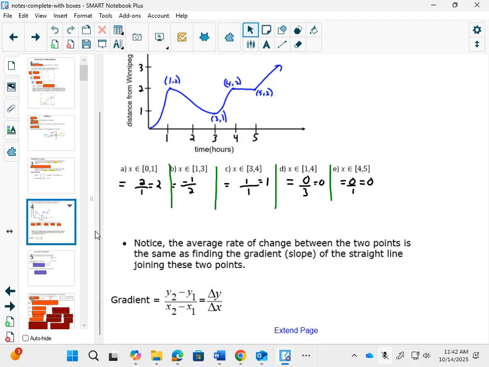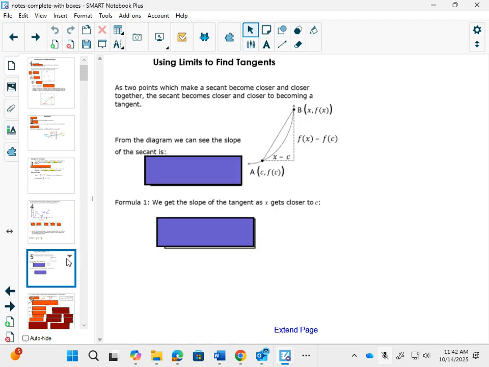Now what calculus is really interested in is not average rates of change, but it's interested in those tangent lines, instantaneous rates of change. So what we're going to do is we're going to use limits to find tangents. So what I have here from A to B is a secant line. And I'm actually going to start by showing you a little graphic here.